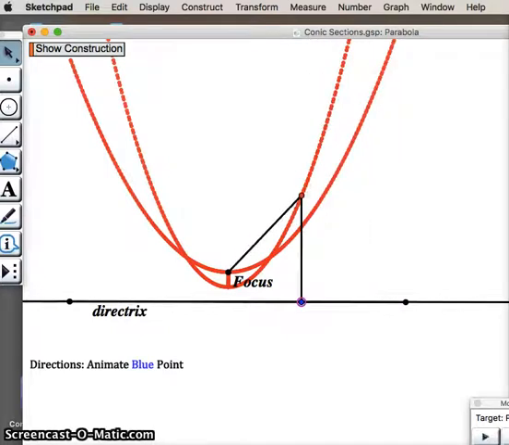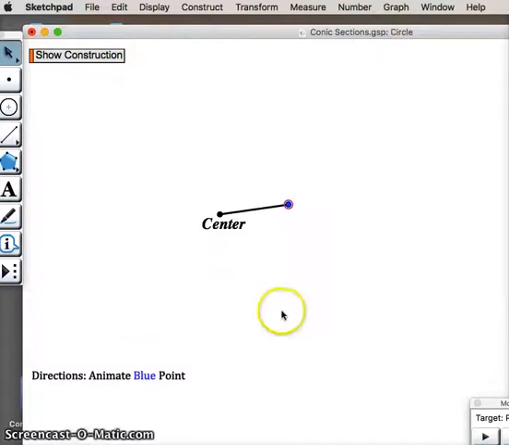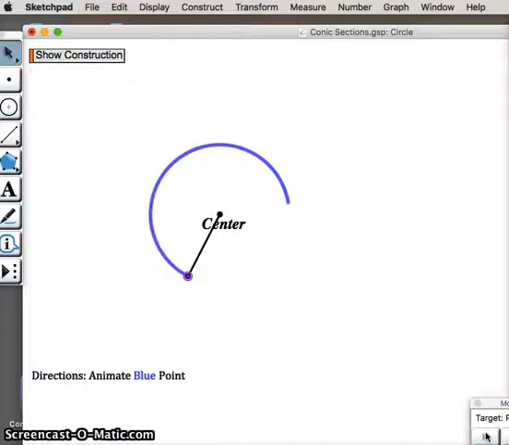Okay. Another conic section we have is the circle. So the circle's kind of boring, but it's just the locus of points that are equidistant about a given center point called a center. So pretty boring, but it's part of our conic sections.